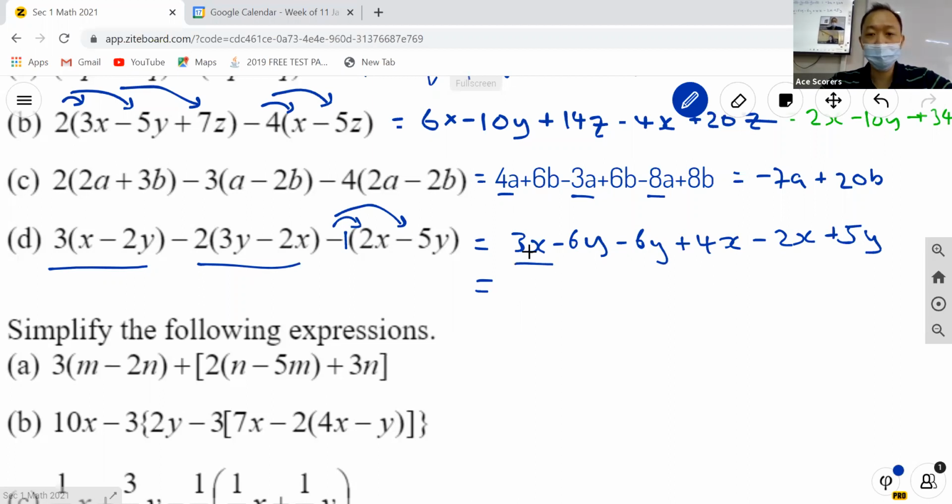Let's look at the x. So it's 3x plus 4x minus 2x. 7 minus 2, we left with 5x. And then the y, minus 6y minus 6y minus 12 plus 5.